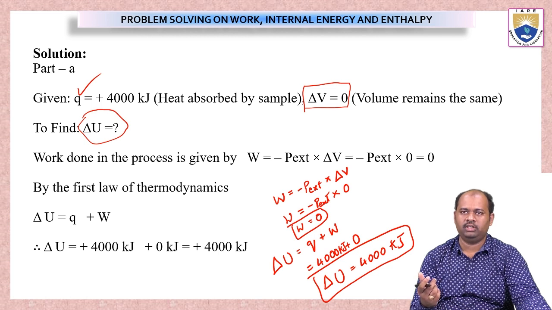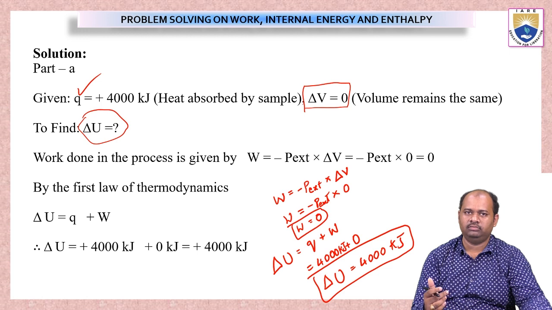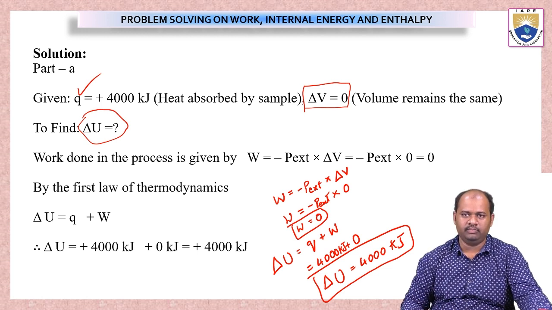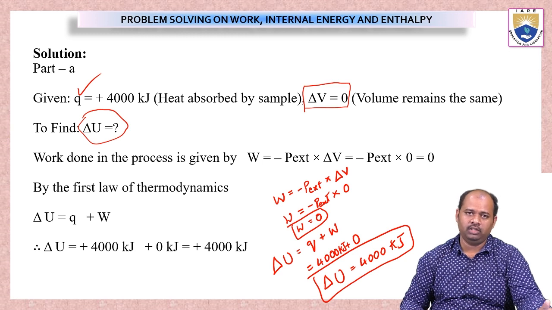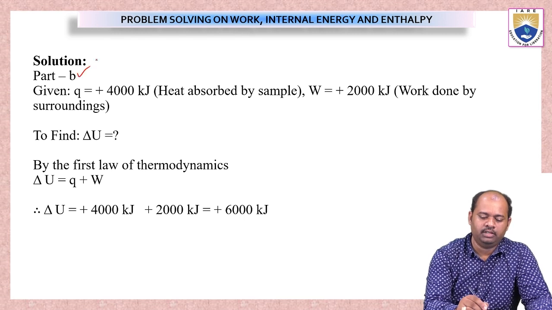Why is there no work done? Because there is no change in the volume. Even though there is a pressure exerted on the body or the system, there is no change in the volume. That is why the enthalpy is directly equal to the change in internal energy, that is 4000 kilojoules. Now we will calculate part B.